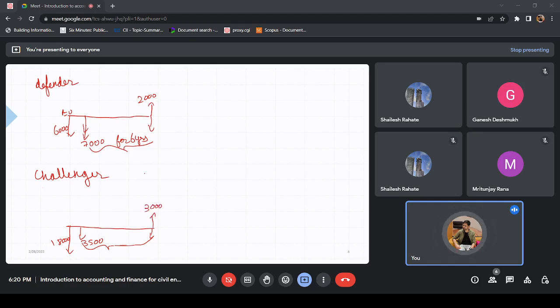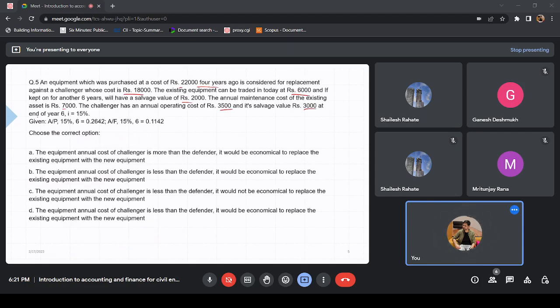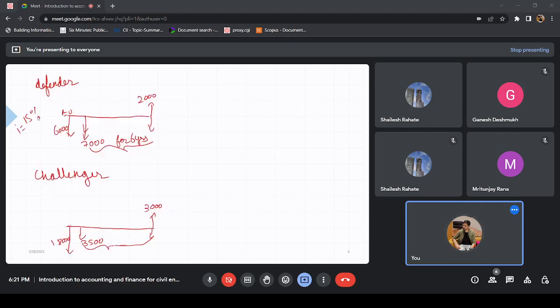Now, how to compare these two? Obviously, you have been given i equal to 15%. Let me take you back to the question. So we have been given i equal to 15% and some other values. Are you guys following till now? Okay. So how to compare these two? Let's compare challenger over defender. If that gives you a positive NPV, then it's okay, right?